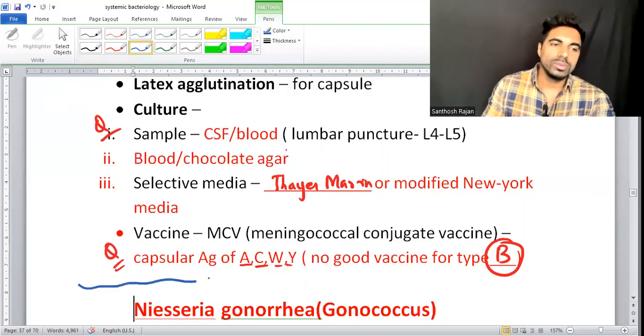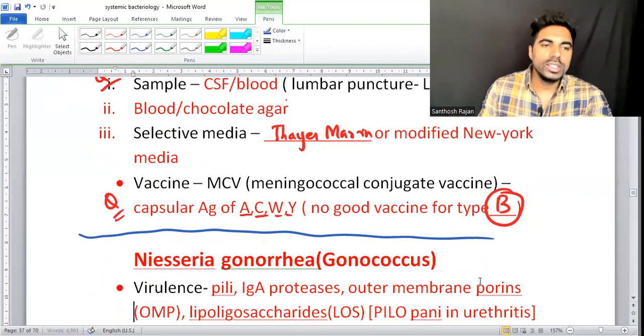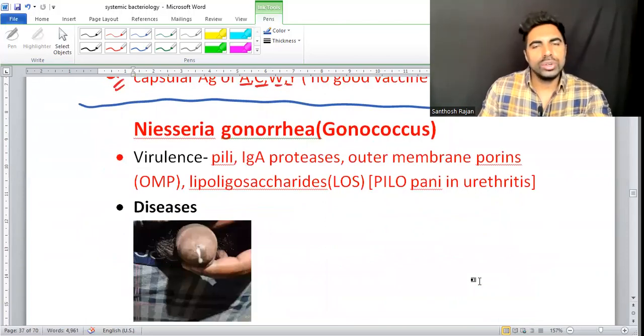Okay, right. Now, next one. Neisseria gonorrhoeae. So, Neisseria gonorrhoeae is an STD.